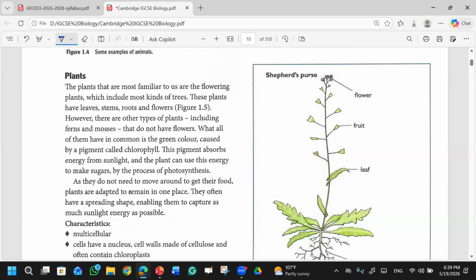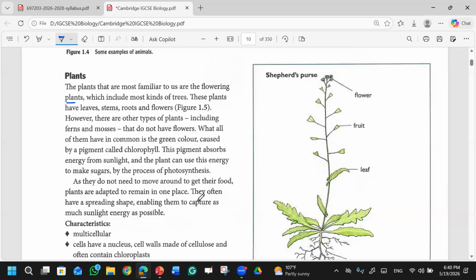The plants that are most familiar to us are the flowering plants. What are the characteristics of flowering plants? They're multicellular and complex, and they have a nucleus, and they have chloroplast as well, so they can make their own food. They also have cell walls made of cellulose.